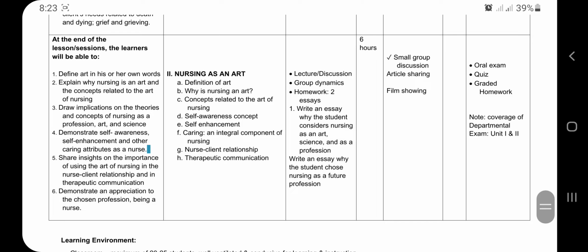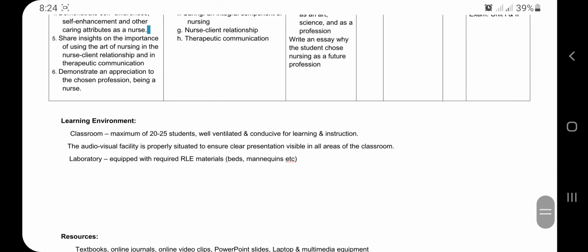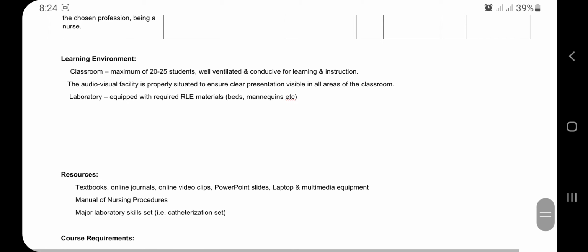So, for Module 2, the nursing as an art. So, paano siya na-define as an art? Okay, bakit siya natawag na art? Okay? At hindi lang siya science but also an art. The concept related to art as art of nursing, the self-awareness concept, the self-enhancement, the caring, the nurse-client relationship, and the therapeutic communication.